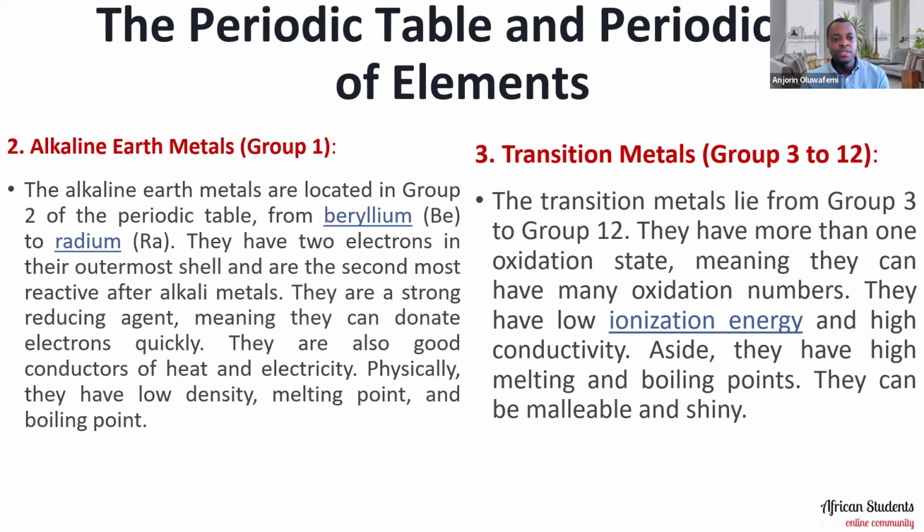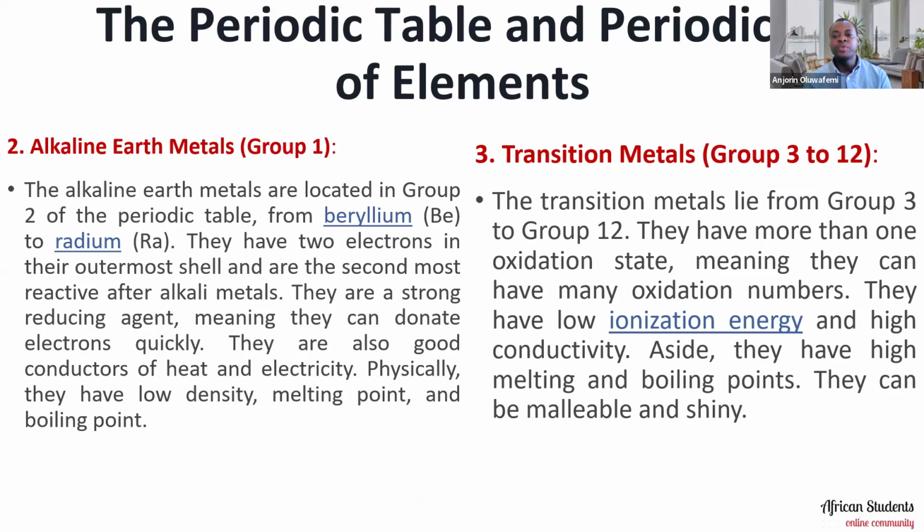They have 2 electrons in their outermost shell and are the second most reactive after alkali metals. They are strong reducing agents, meaning they can donate electrons quickly. They are also good conductors of heat and electricity. Physically, they have low density, melting points, and boiling points. That's for the group 2 elements.